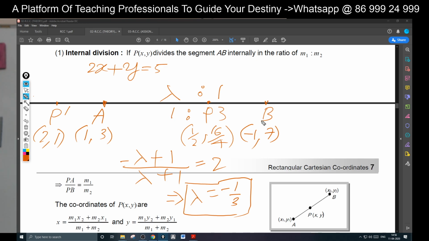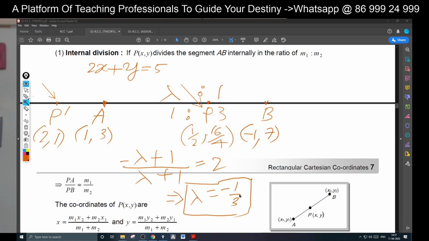So, finally, what are harmonic conjugate points? If a line segment AB is divided by a point P in the ratio m is to n, then another point P dash divides the line segment AB in the same ratio but externally, or in the ratio m is to minus n, then these 2 points P and P dash are said to be harmonic conjugate points with respect to AB.